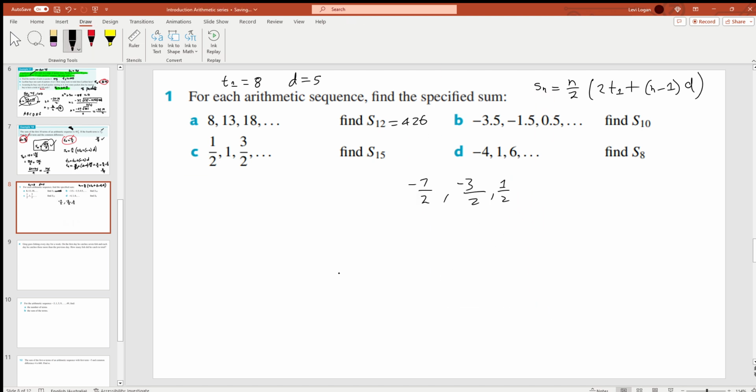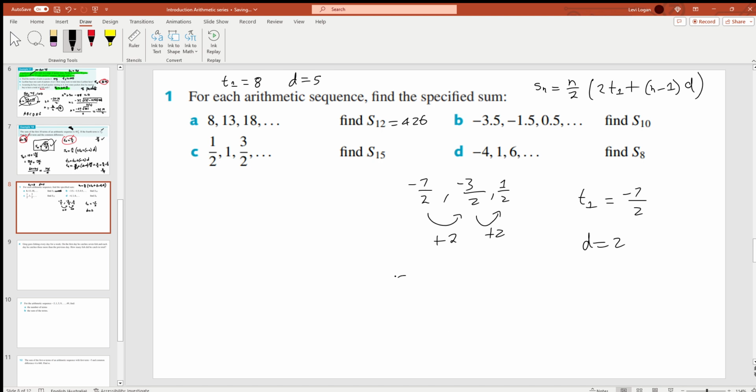So your first term is negative 7 on 2. Now let's see how much, we can see it's increasing, but by what amount? So it's going from here to here, so we can see it's increasing by positive 2, and same here, it's increasing by positive 2. So t of 1 is negative 7 on 2, and your difference is 2. Now the reason I converted to fractions mainly is because when we plug into this formula here, the algebra will be a lot easier to deal with than dealing with the decimal version.